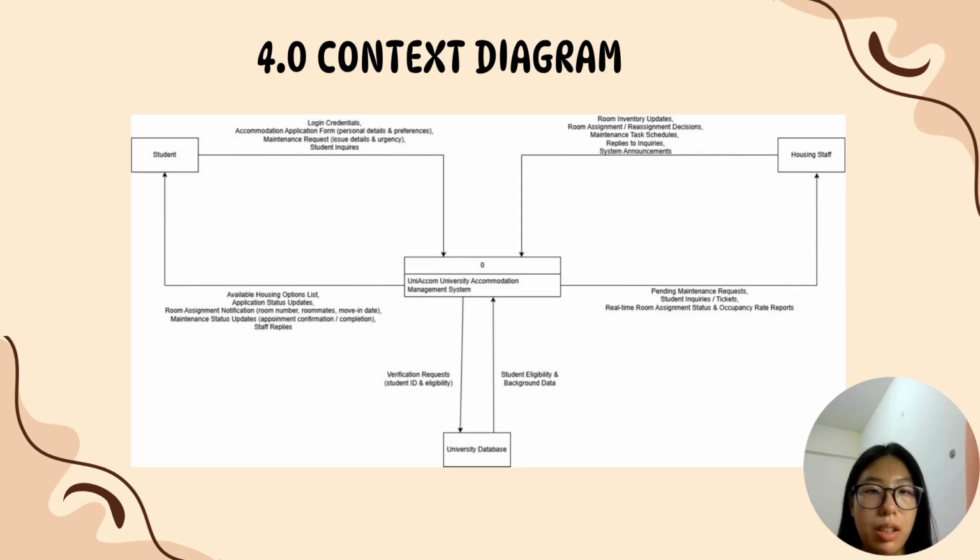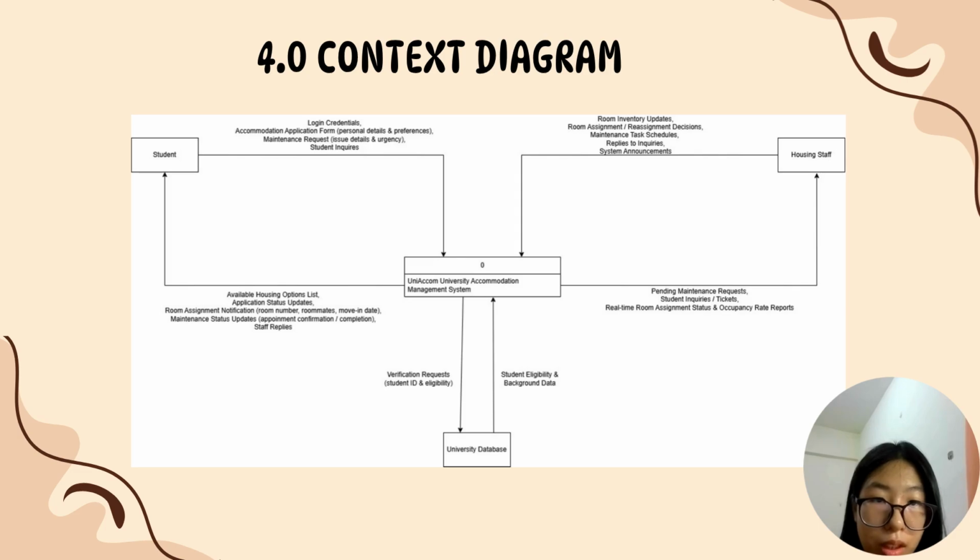Now, let's look at the context diagram of the UniAccom University Accommodation Management System. The purpose of this diagram is to define the scope and boundary of our system. As you can see, the central process is process 0, UniAccom University Accommodation Management System.